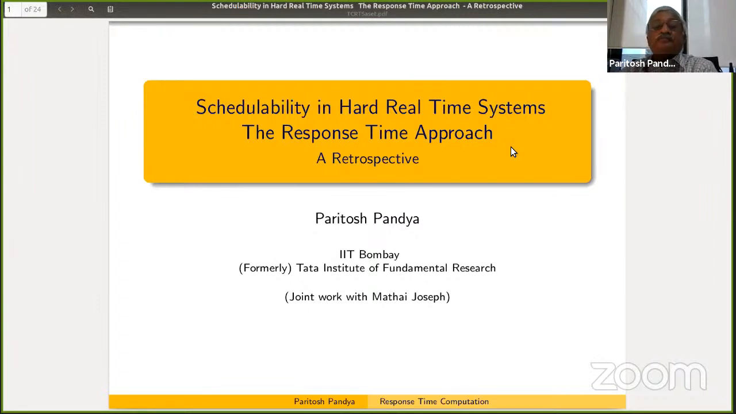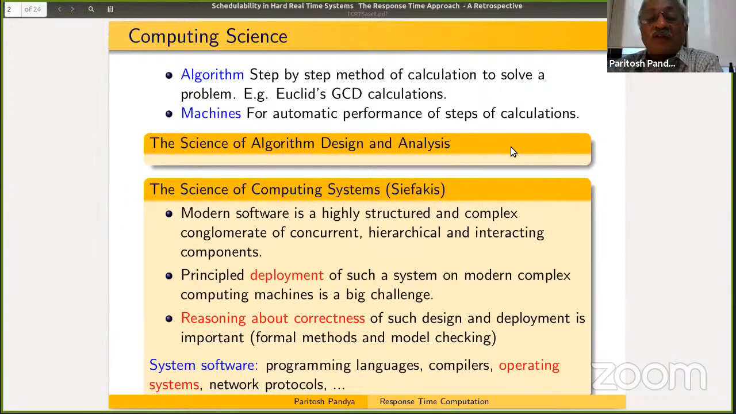So Mathai already touched upon the nature of our subject. I'll go through this very fast. But what does computing science involve? I don't call it computer science because computers have as much to do with computing science as telescopes have to do with astronomy. This is, again, a quote from Dijkstra. He could be quite acid.